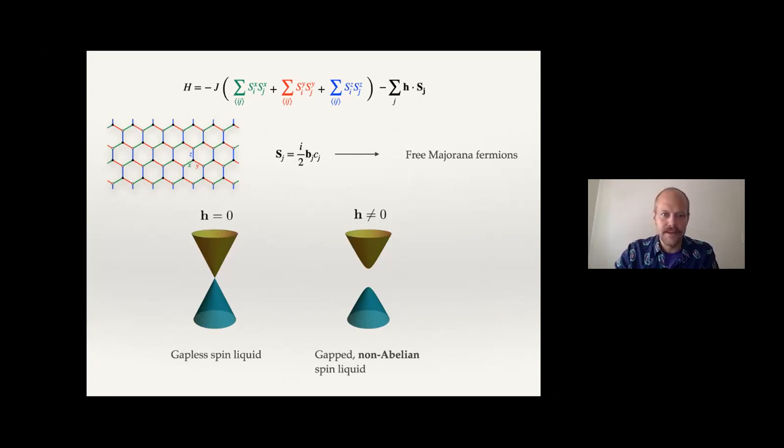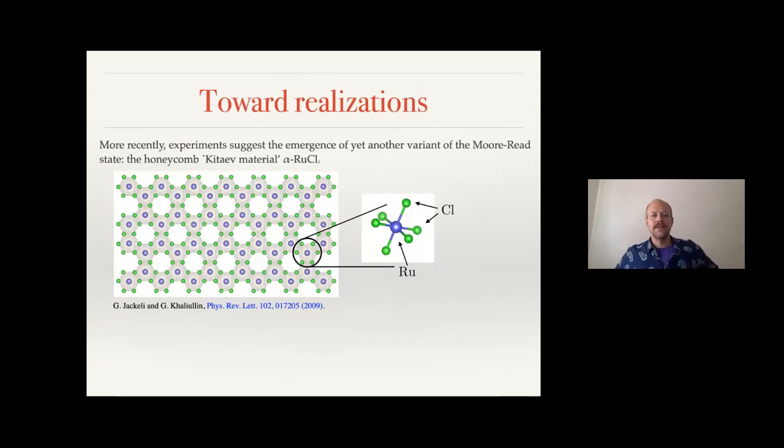If not, I'll continue. Okay, so then around 2009, Jackeli and Khaliullin proposed this nice way that we may actually realize these strange bond-dependent interactions that Kitaev was proposing in his 2006 paper. The way they did this is by exploiting spin-orbit coupling.